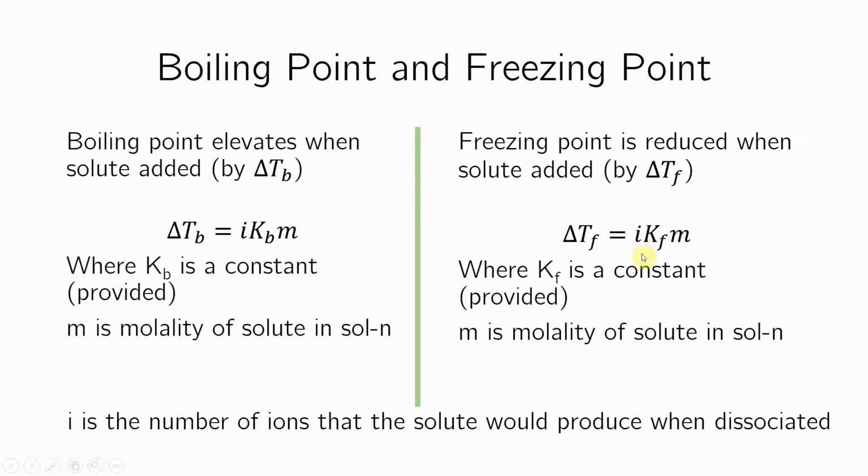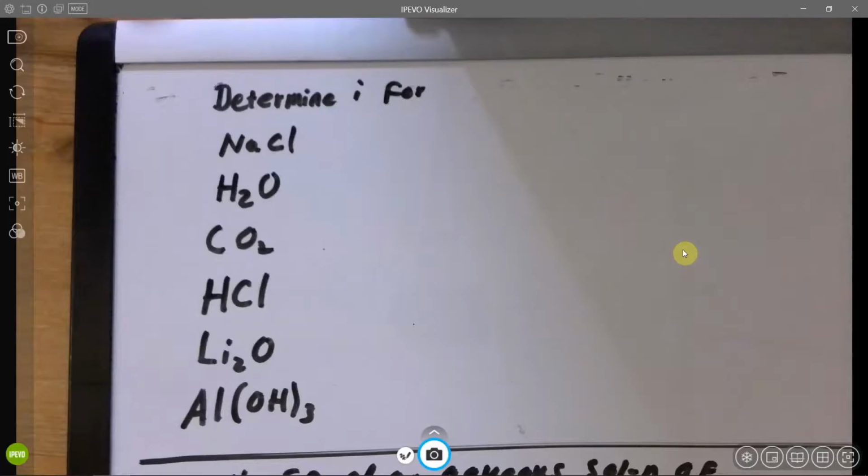And the same thing occurs here in the freezing point. Here you have to subtract it from the initial temperature. And still, i is the same, K is provided to you, and m is the molality of the solution. So let's look at some examples. I think they would really help you understand it a little bit better.